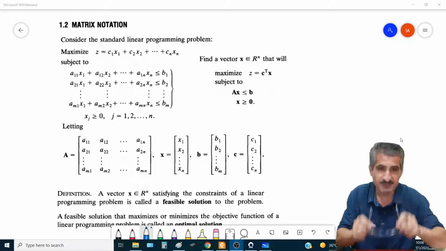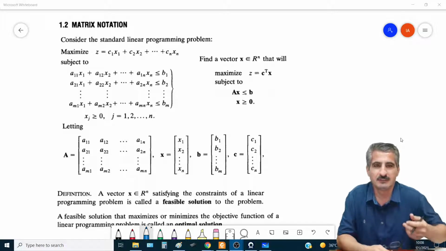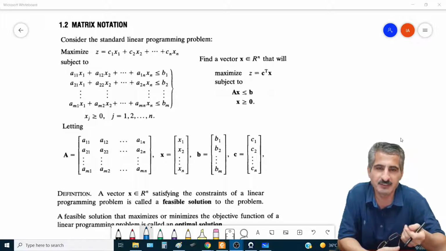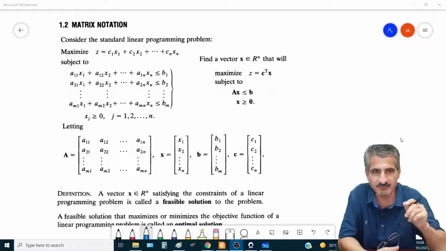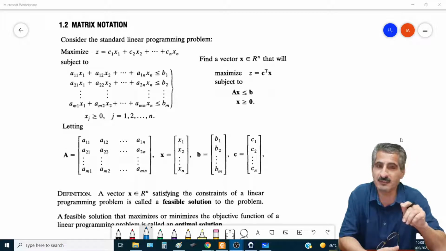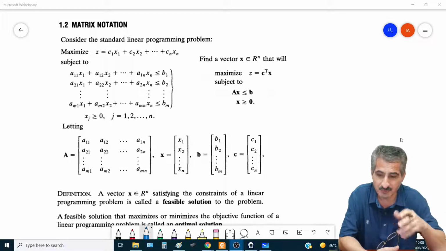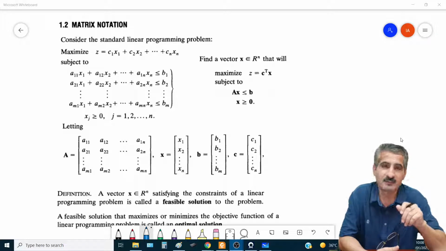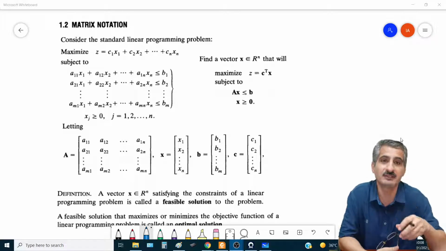Okay, so matrix notation, what for? In the last section, we learned about the linear programming problem, which is about minimization and maximization of the objective function under some constraints on the variables. If the constraints are all of them less than or equal, as we see here, then we will say that the linear programming problem is in a standard form.